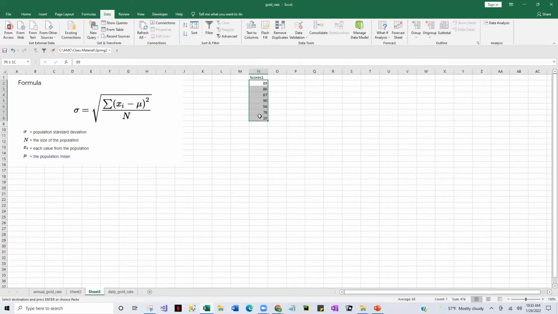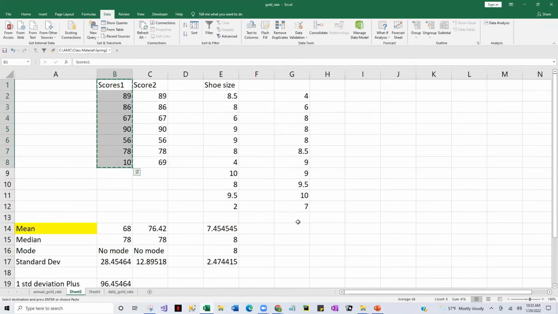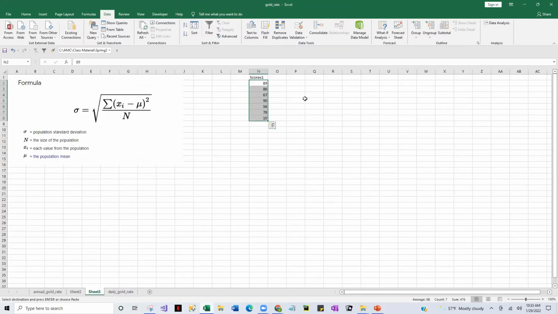You have the score. So what you need to find is the mu. Mu is the mean, right? The population mean. So what is the mean? We already calculated the mean. So the mean is 68. So it is going to be, let's look at this one. So it is going to be mean.